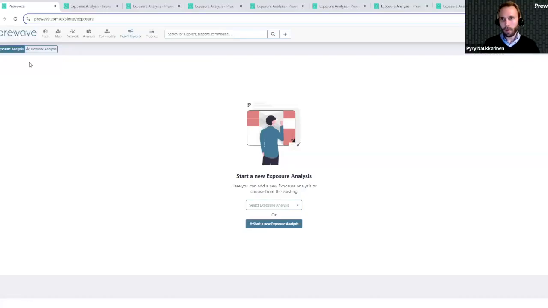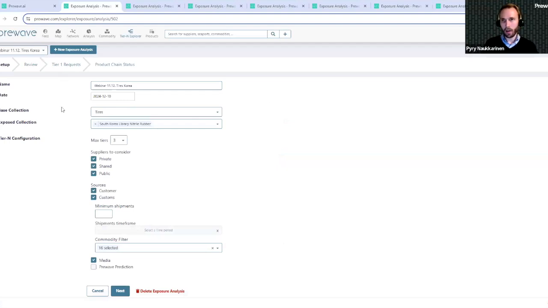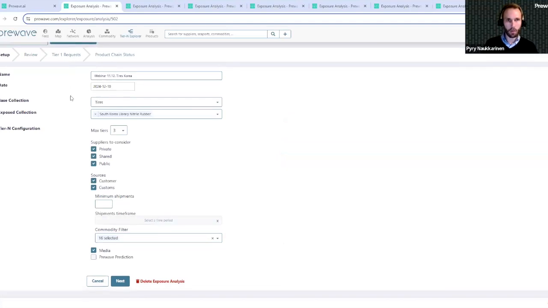All right, so now I'm in Prewave, and we have a section called Terrain Explorer, where the user can define an exposure analysis. In the exposure analysis, the first step is that an analysis needs to be configured. The user can name an analysis and then define the most important parameters, which are what we call the base collection. That's the group of companies that would typically be your tier 1 suppliers or some subset of your tier 1 suppliers. The exposed collection is then the risky companies that you are looking to find in your supply chain. In this example that I have prepared here, we are looking at some of these nitrile rubber exporters out of South Korea.